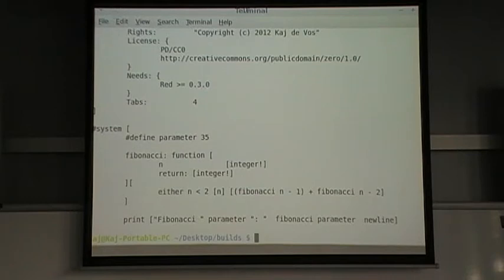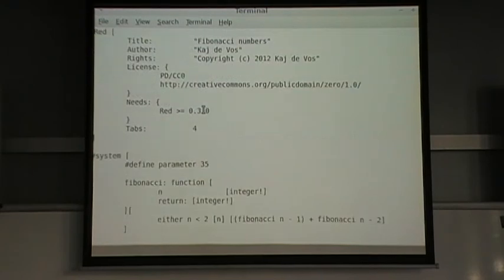And on top is a header, similar to what you saw in the Rebol example, but a bit more extensive. But this doesn't really matter. The only thing that matters is the Red header to mark it as a Red program, similar to the Rebol header. And this is just metadata.